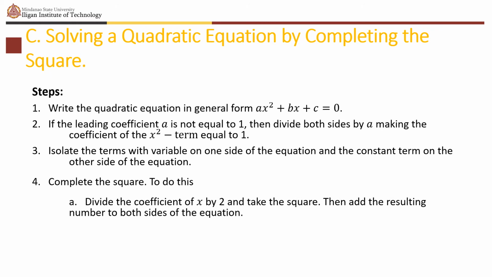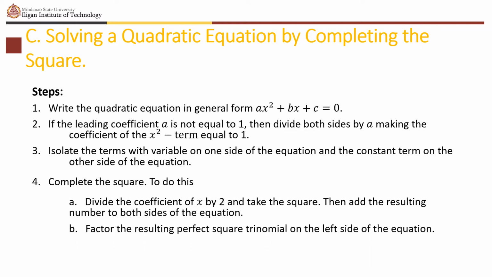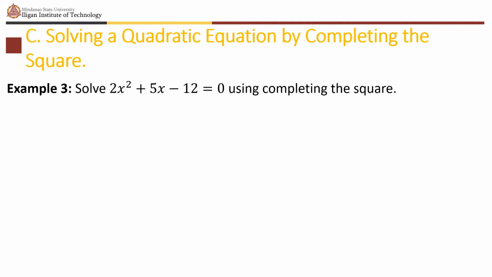To do this, divide the coefficient of x by 2 and take the square, then add the resulting number to both sides of the equation. Factor the resulting perfect square trinomial on the left side of the equation. So use the square root property and solve for x. Solving a quadratic equation by completing the square: solve for 2x squared plus 5x minus 12 equal to 0 using completing the square. How do we do that?